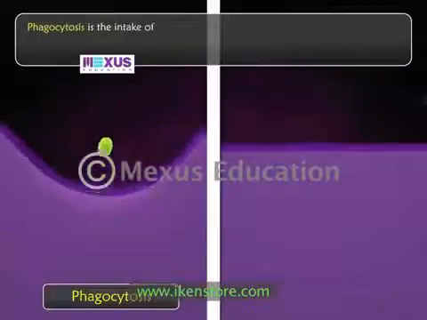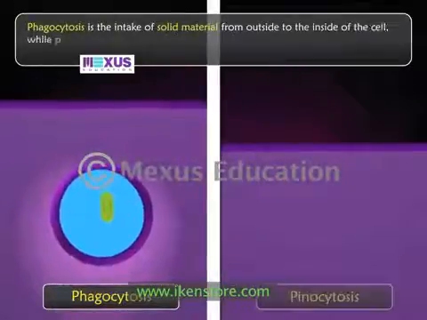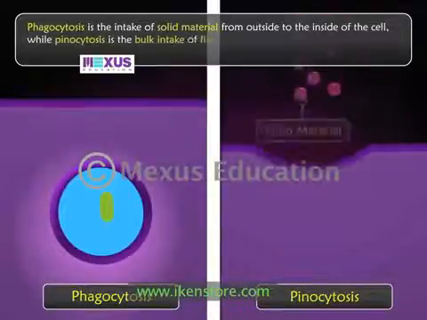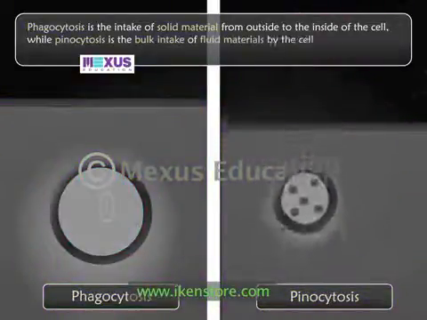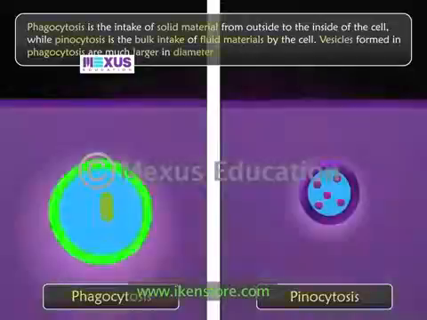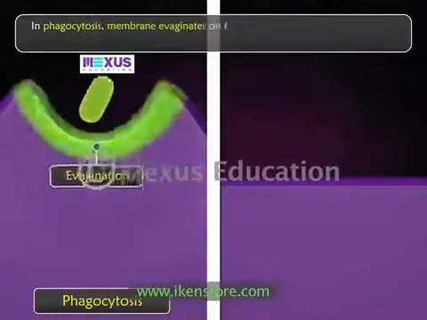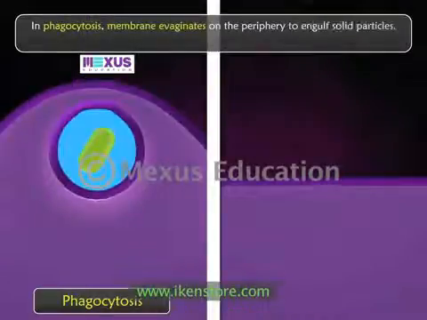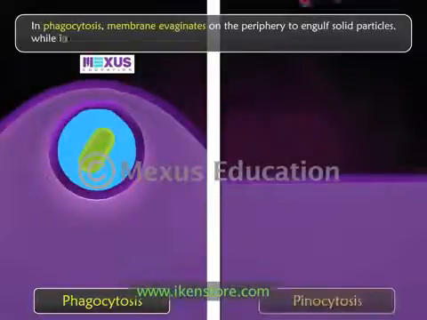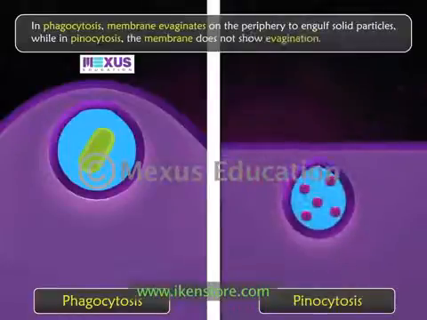Phagocytosis is the intake of solid material from outside to the inside of the cell, while pinocytosis is the bulk intake of fluid materials by the cell. Vesicles formed in phagocytosis are much larger in diameter than the ones in pinocytosis. In phagocytosis, the membrane evaginates in the periphery to engulf solid particles, while in pinocytosis, the membrane does not show evagination.